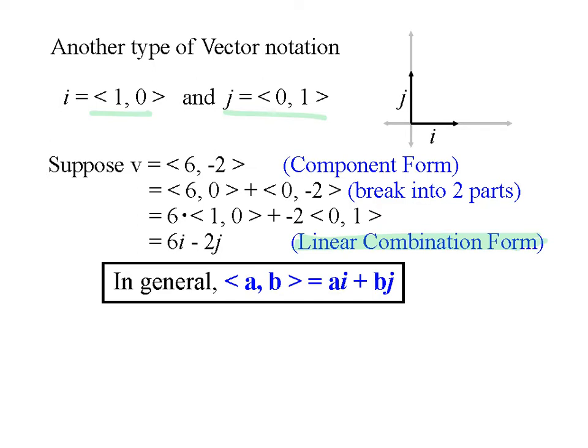And then we take out a scalar multiple. So here we factored out a 6, and here we factored out a negative 2. Now, i is 1, 0, j is 0, 1. So, therefore, this is equal to 6i plus negative 2j or minus 2j. Okay. So, in general, to get the linear combination form, you just take the component form a, b and rewrite it as ai plus bj.